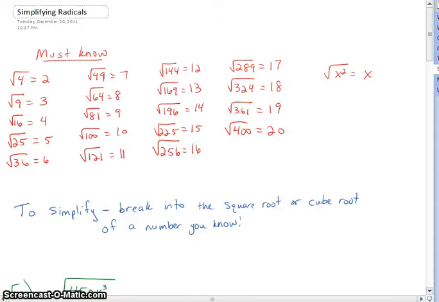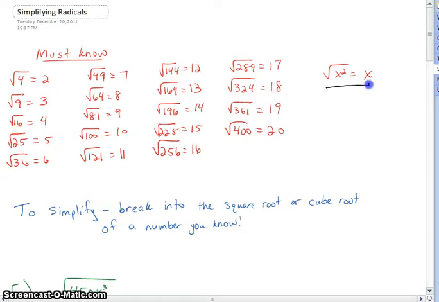Okay, this video is all about simplifying radicals. So this is just a reminder of how to simplify radicals and what to do when you see a radical, either a square root or a cube root. So remember that you have to know these radicals. So the square root of 4 all the way up to the square root of 400. So you need to know those.